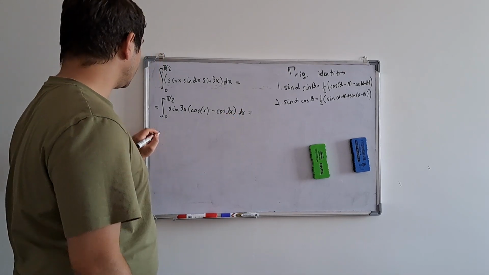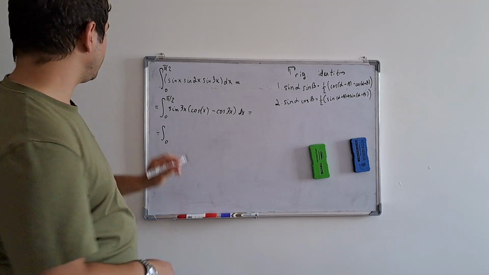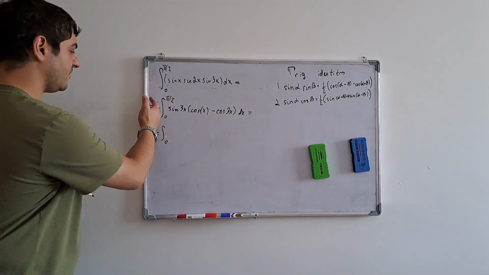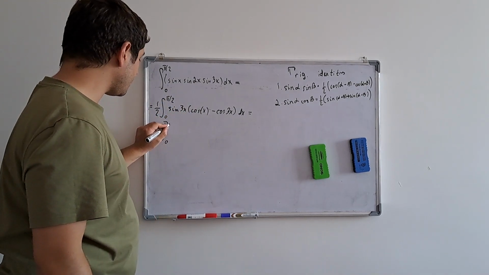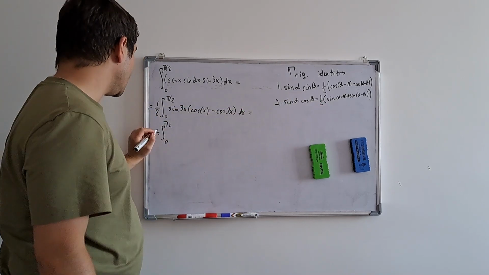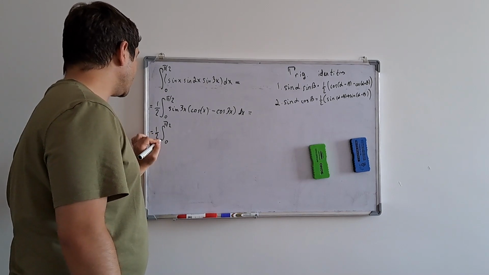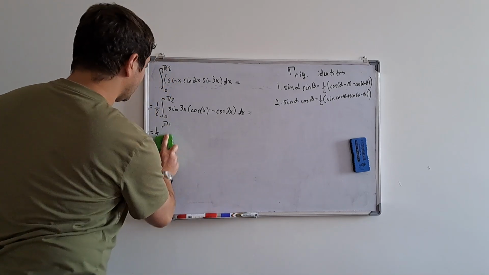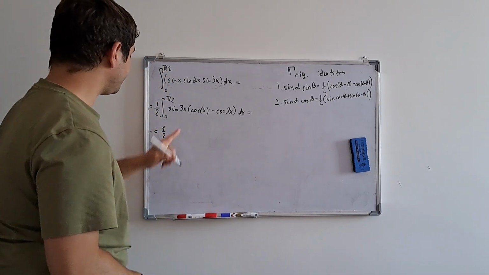By the way, we didn't notice that we have 1 over 2 over here, right? So sine 3x times cosine x will give us the following. We now have 1 over 2. Let me take 1 over 2 out.